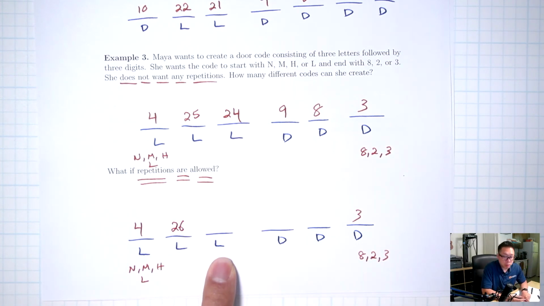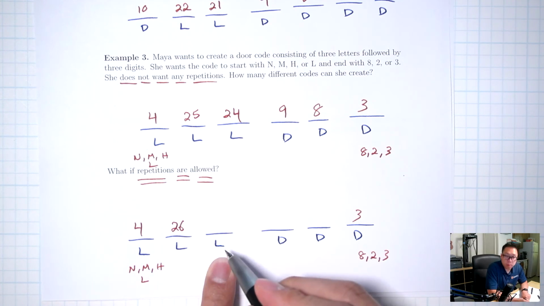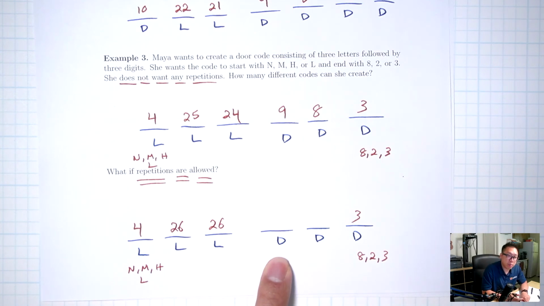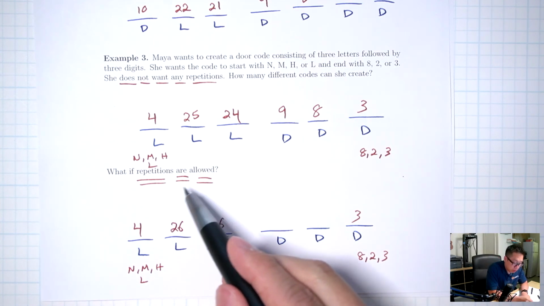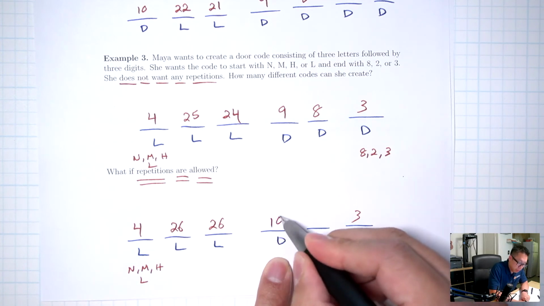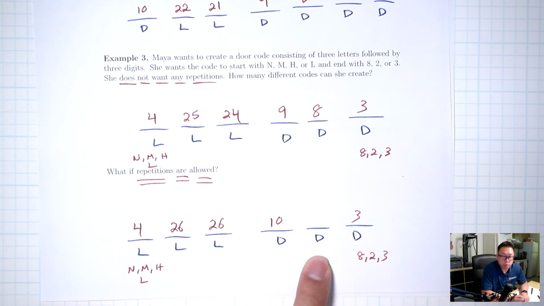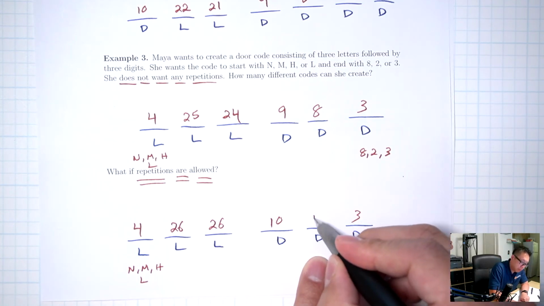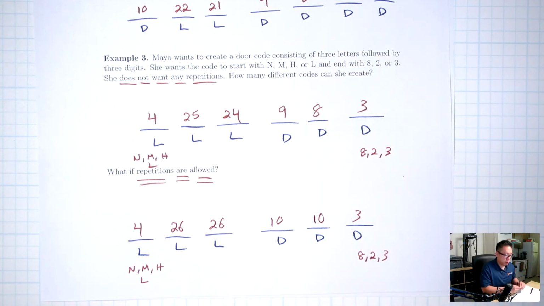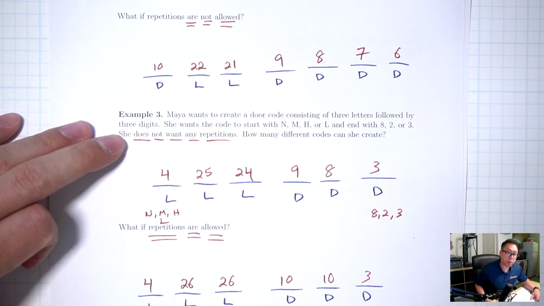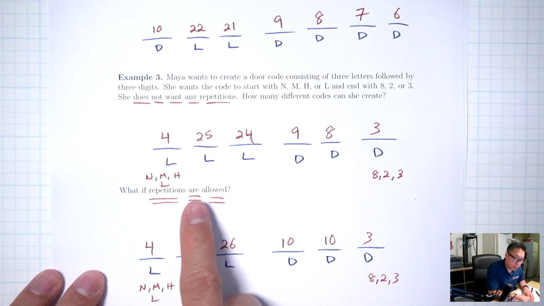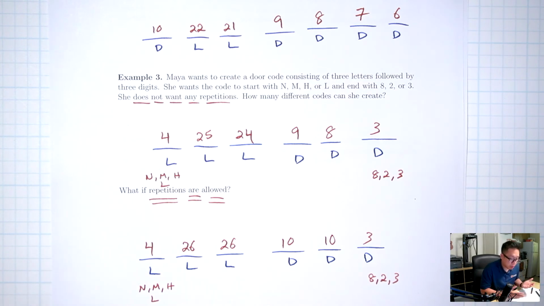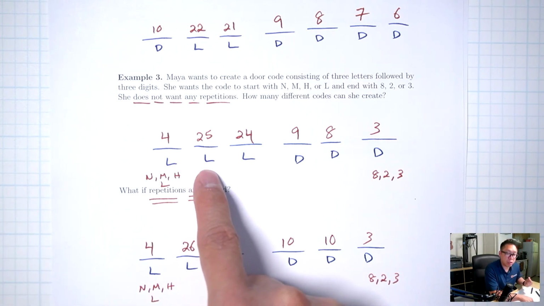Letter again. Once again, because we are allowed to repeat, we're going to use the full 26. Digit 0 through 9, so normally that's 10. We are allowed to repeat here, so we're going to use the full 10. Next digit, 0 to 9, 10. We are allowed repetitions, so we're going to use the full 10. Okay, so the point here is that pay attention to whether you're allowed repetitions or not. If you are allowed repetitions, you're going to use the full number. If you're not allowed repetitions, you have to think a little bit and figure out how much you have to reduce by.